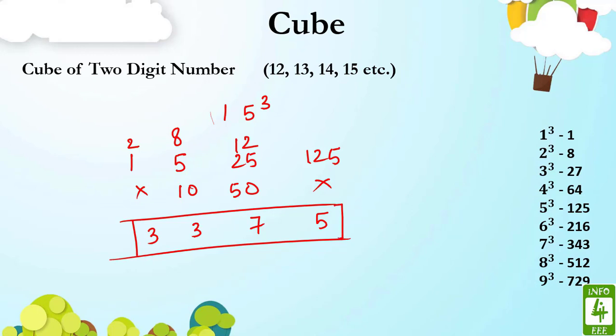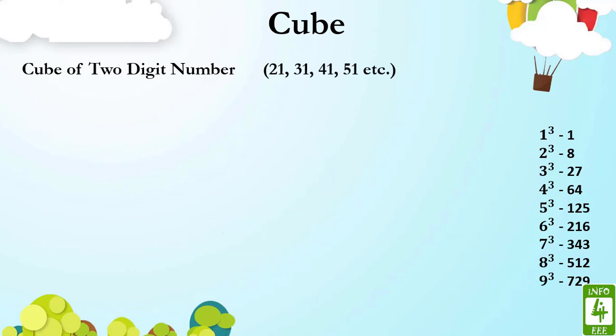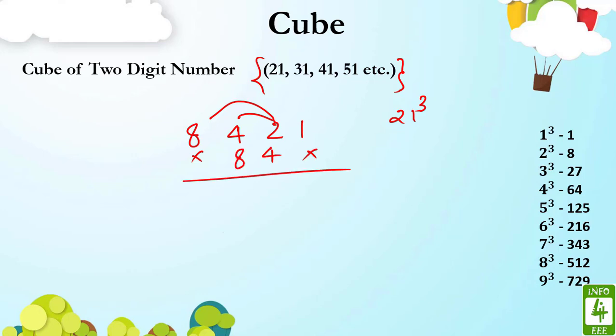So this way you can find the cube of those numbers which start with 1, like 12, 13, 14, etc. If the number starts with a different digit but ends with 1, like 21, 31, 41, 51, for those kinds of numbers the trick is the same. Like if you want to find the cube of 21, then you just need to write 2, 1, then write the square of 2, then write the cube of 2. Again ignore the first and last term and double the middle terms and add it. This is the cube of 21, right?